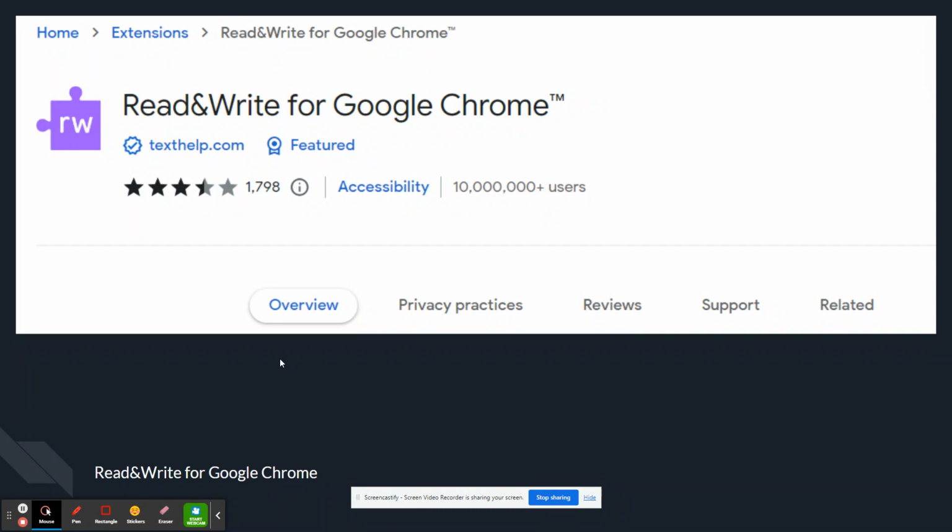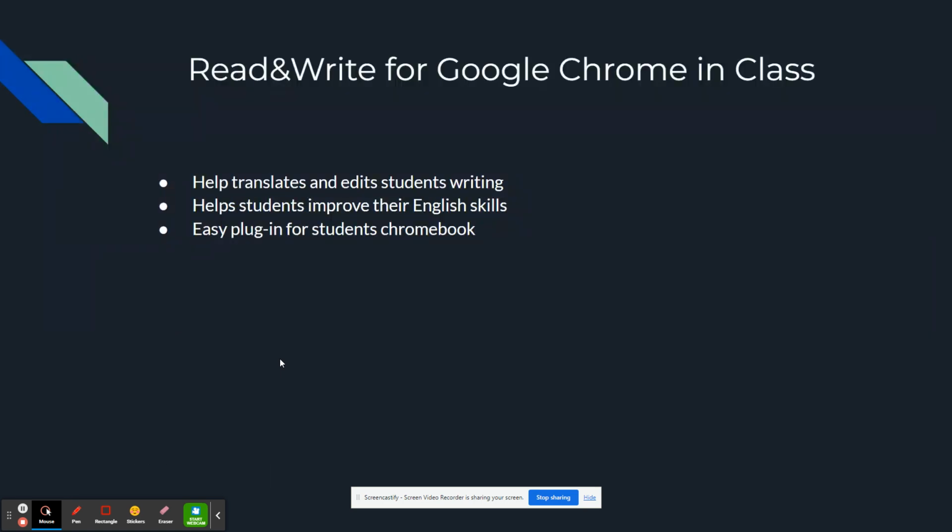And then this tool, Read and Write for Google Chrome. Like I said, all the students are assigned Chromebooks at the beginning of the school year. What this tool does is help translate and edit students' writings. This is especially good for the non-English speaking students, because one of the things that trips them up the most, especially in most other classes, is being able to write their thoughts clearly and effectively.